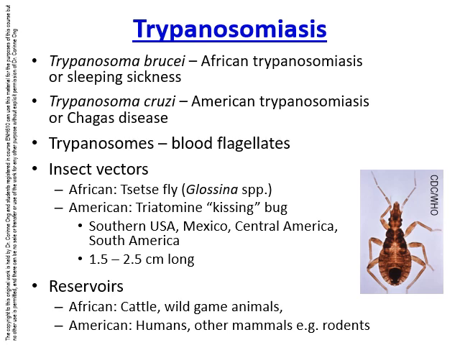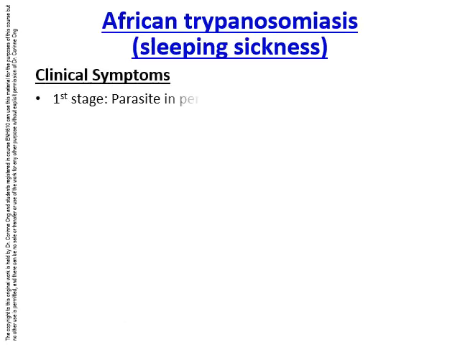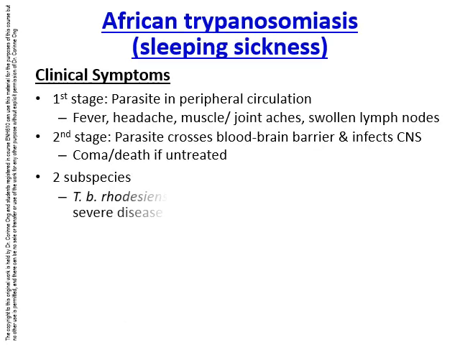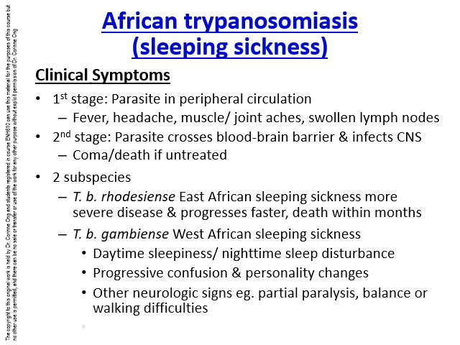African trypanosomiasis is transmitted by the tsetse fly, and American trypanosomiasis is by a triatomine kissing bug, which is found in the southern United States, Mexico, Central and South America. They are about 2 centimeters long and slightly larger than German cockroaches. Major reservoirs of infection are cattle and wild game animals for African trypanosomiasis, and humans and other mammals such as rodents for American trypanosomiasis. Since these are two quite different diseases, let's look at African trypanosomiasis first.